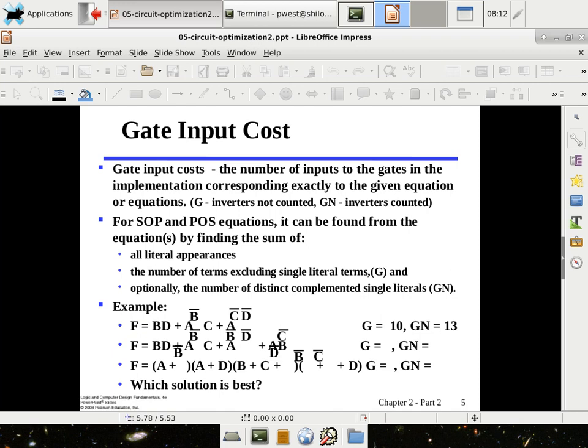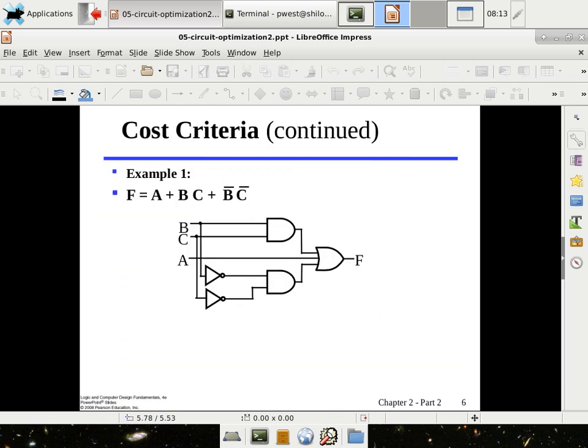So gate input cost, the number of inputs to gates, corresponds to a given number of equations. Right. So the point of this is you have to also take into account that while there's certain literals coming in, you may also have interaction between different gates that you have to account for as well. And that can be a cost. Really, this will make more sense when we get to a picture. Since these slides are messed up, we're going to skip it. Here we go.